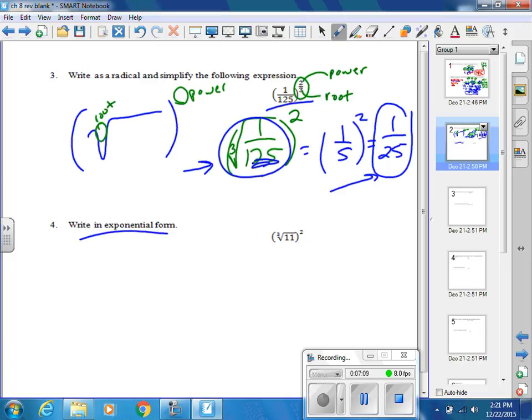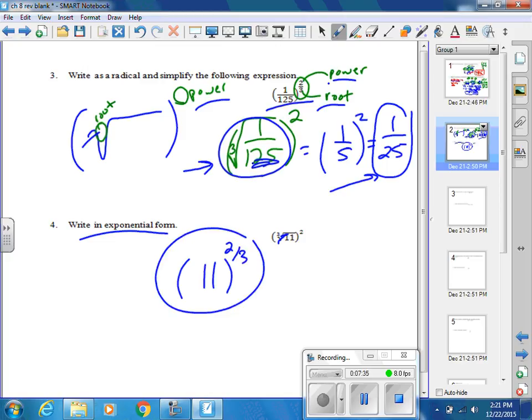Alright, the next one says write in exponential form. It doesn't ask me to solve it, so let's just go ahead and write it. Knowing what I know about my power and my root and how that relates here, I'm going to go ahead and do that. So I have 11, okay? I have parentheses. I'm not going to have a radical anymore. That's going to go away. And I know that the power, the 2, goes in the top, and the root, the 3, in the bottom. And that's it. That's all I have to do for this problem.